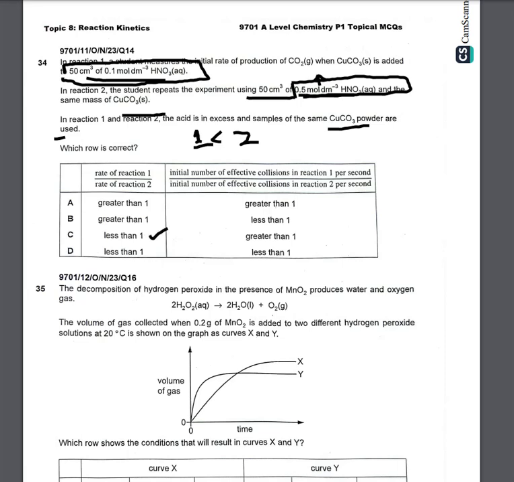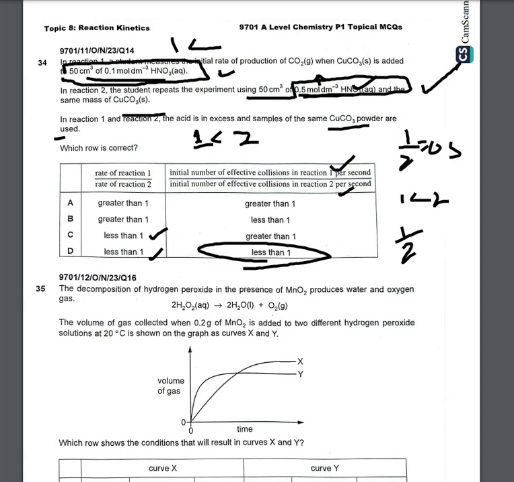So it is less than 1, definitely, because the ratio 1 by 2 is obviously 0.5. The issue here is the concentration. It is more concentrated, it is less concentrated. Initial number of effective collisions in reaction 1 per second, in reaction 2 per second. Definitely you have increased concentration, so there would be more collisions in 2 than in 1. So this is again a smaller case, 1 by 2, so it is definitely going to be less than 1. So D is your right answer.